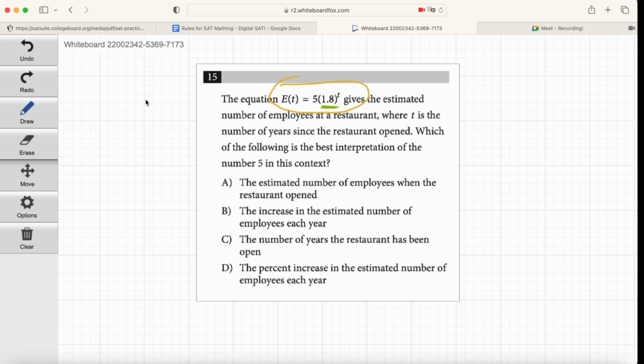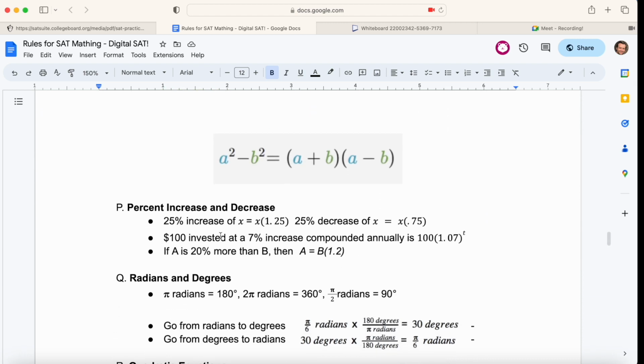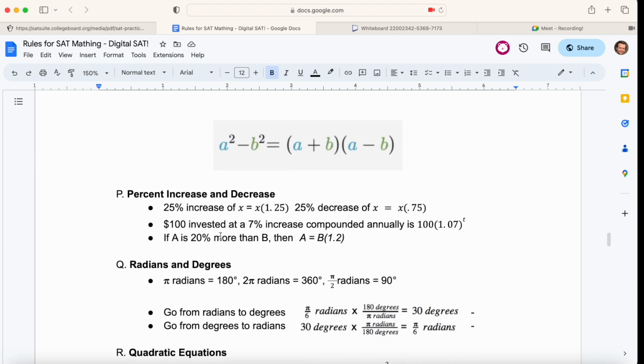It's a percentage increase. I want to go to the rules document real quick because I've got a section here on percent increase. This is really helpful here on this question. I think it's basic concept P. It is basic concept P. So go down to that, and I want you to read the second bullet point. I've got an example here of percent increase over time. Okay, $100 invested at a 7% increase compounded annually is 100 multiplied by 1.07 to the power of t.